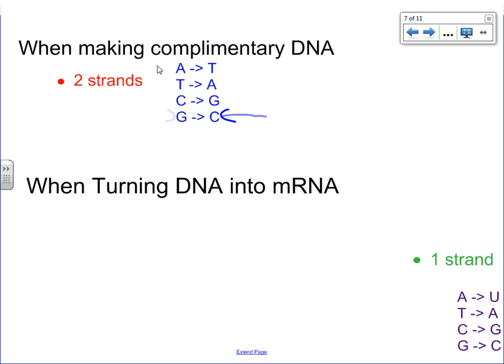Now, this is a little bit different for DNA to mRNA. For one thing, the copy is only a single strand of information. It's actually only a small chunk of the DNA. Remember, DNA is about 6 billion base pairs long. Right? Most proteins are not that long. Most proteins are only a few thousand letters.